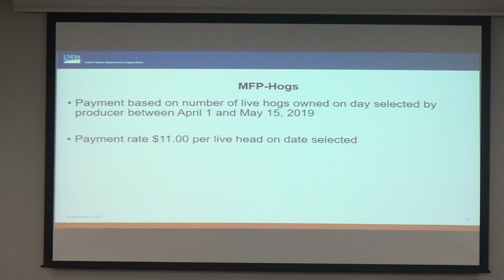And then hogs, relatively simple. There is a date range of ownership from April 1 to May 15, 2019. The producer, when he applies, is going to pick a date within that range for the number of hogs that he owned on that day. I assume he's going to pick his highest inventory numbers, and it's going to be $11 per head is what he's going to get paid based on those inventory numbers that the producer selects.